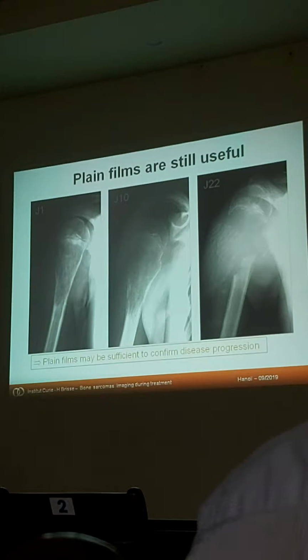Progression is a good response. This one is a typical progression during treatment. It's a disease progression. There is no response.